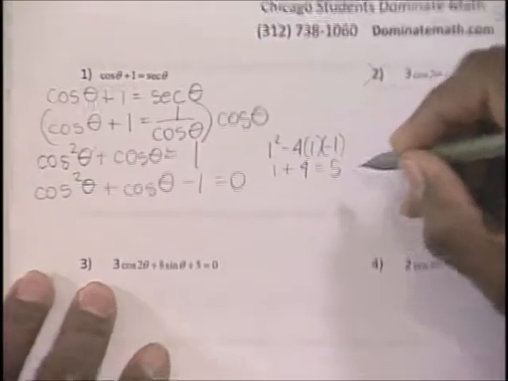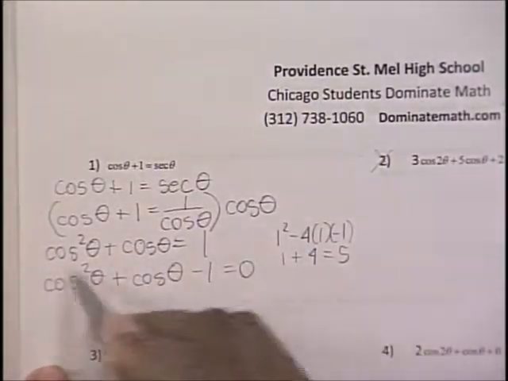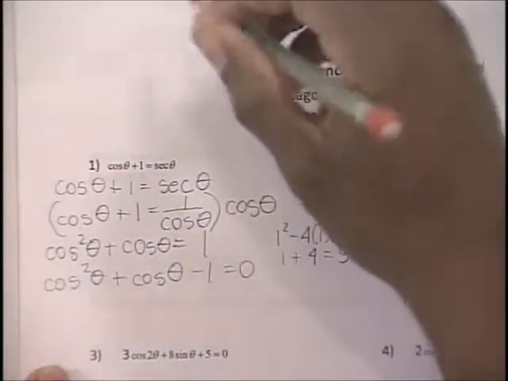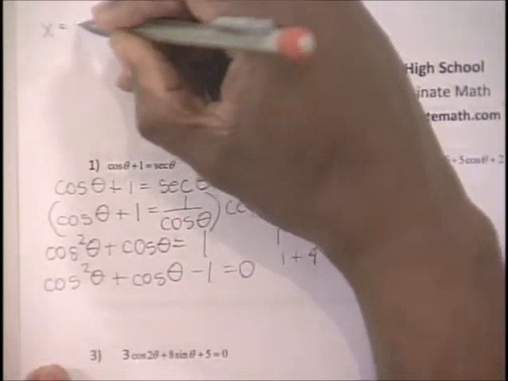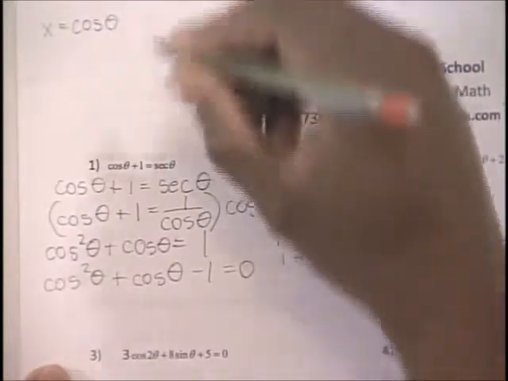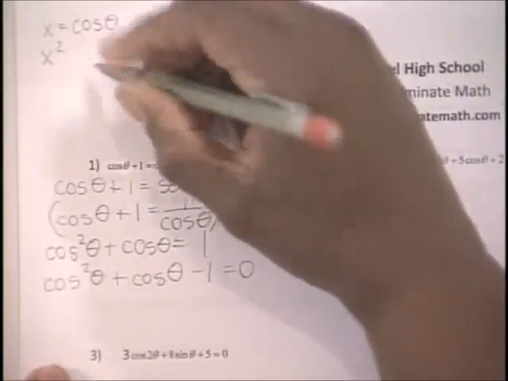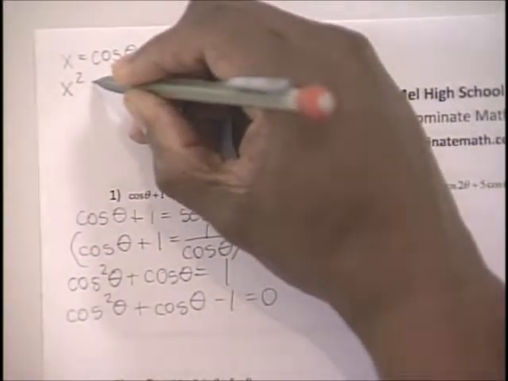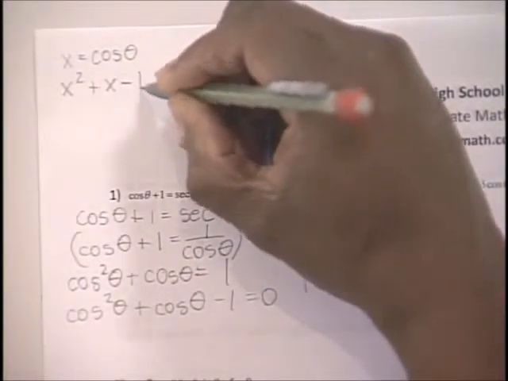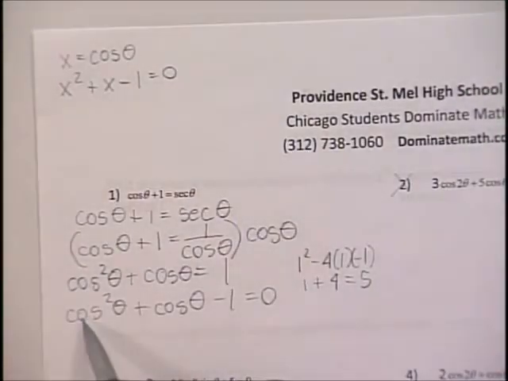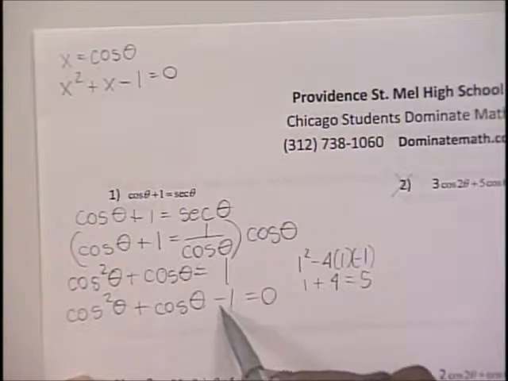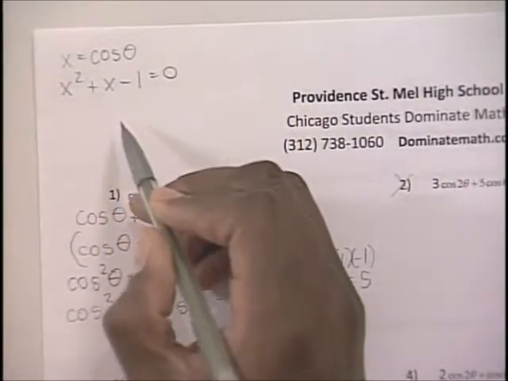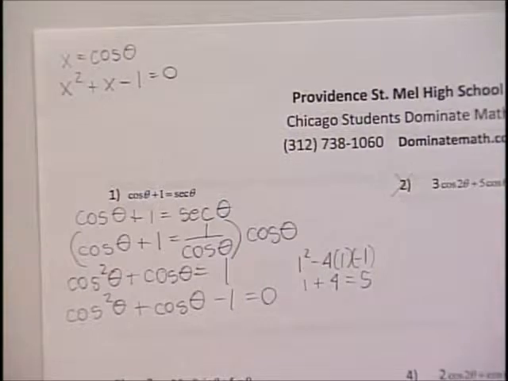I think we're going to need a little bit more space up here. So let's use the quadratic formula on this. Let's make x equal to cosine theta. So what we end up with there is x squared plus x minus 1 is 0. We have cosine squared, or x squared, plus cosine theta, which is plus x, and then minus 1 is 0. Let's solve that. We've already found the discriminant, which was 5.